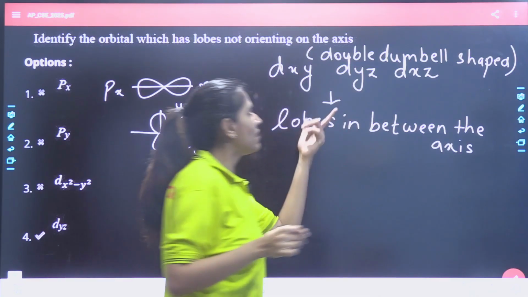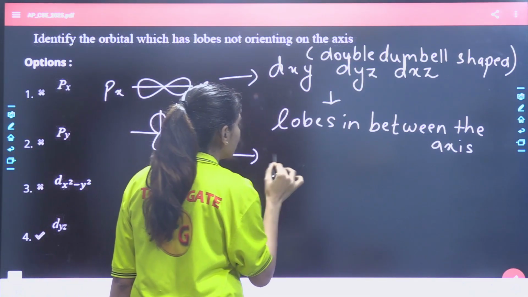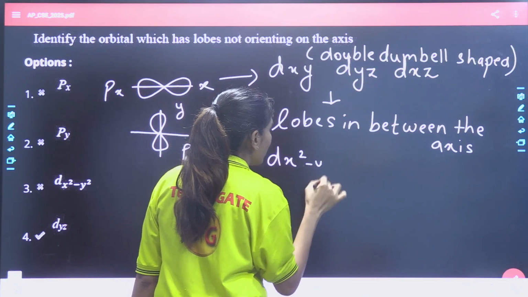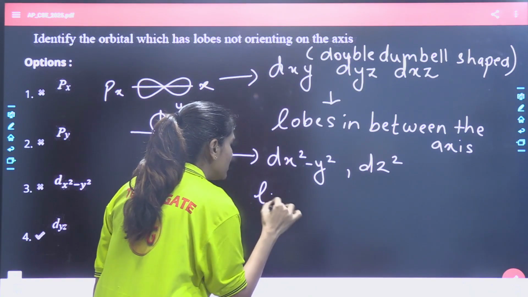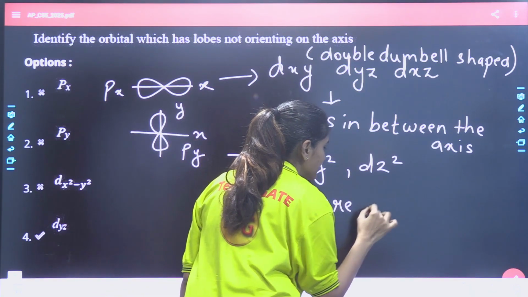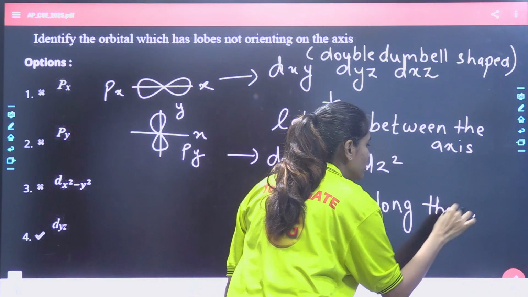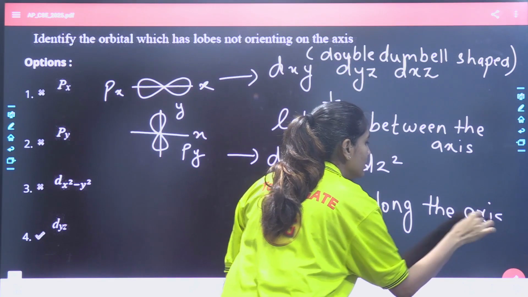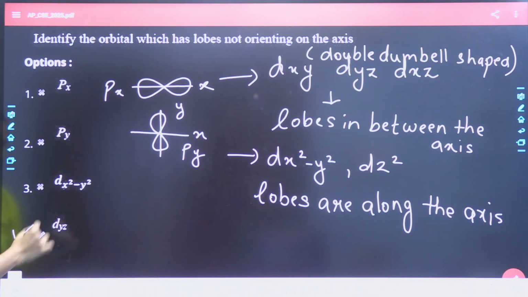These orbitals have their lobes in between the axis, and the remaining two orbitals, that is dx square minus y square and dz square, their lobes are present where? Along the axis. So these two orbitals have their lobes along the axis. So our correct option would be dyz.